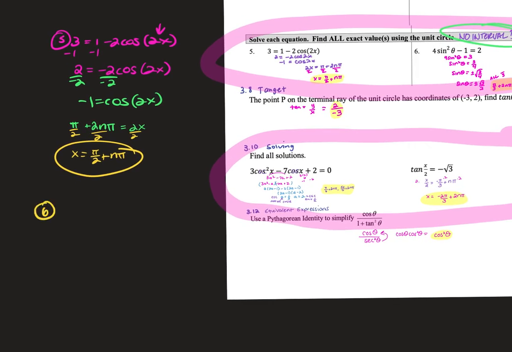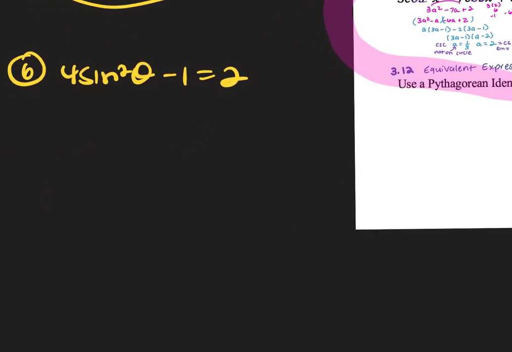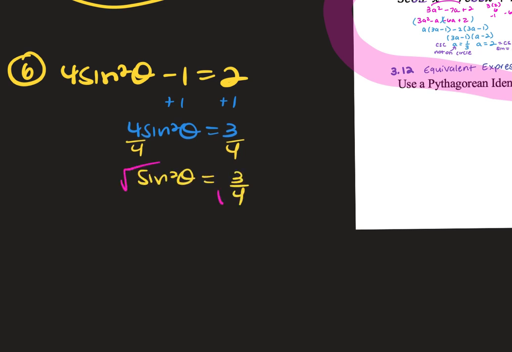Number 6 says 4 sine squared theta minus 1 equals 2. Then you're going to add the 1: 4 sine squared theta equals 3. Divide by 4: sine squared theta equals 3 over 4. To get rid of the squared, we're going to square root, but you've got to put a plus and minus in the front. So I'm going to get sine of theta equals plus and minus square root 3 over square root 4, which is 2.